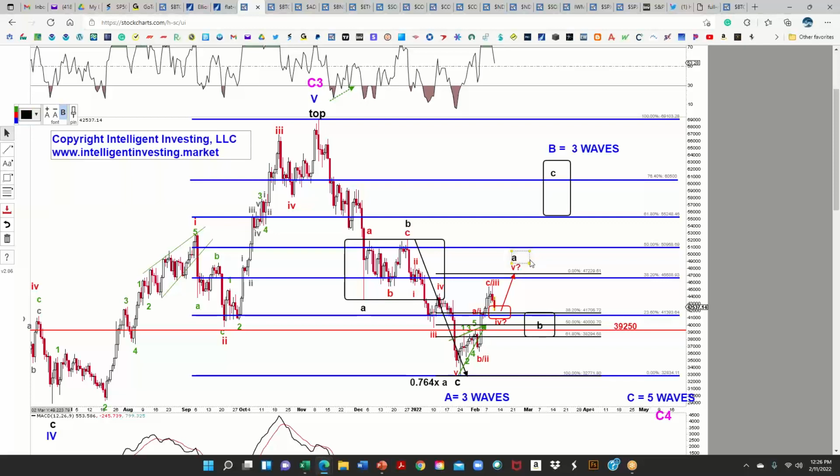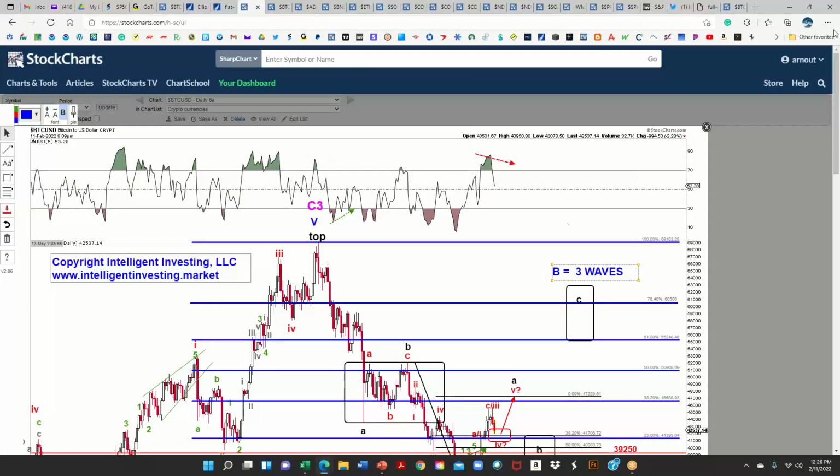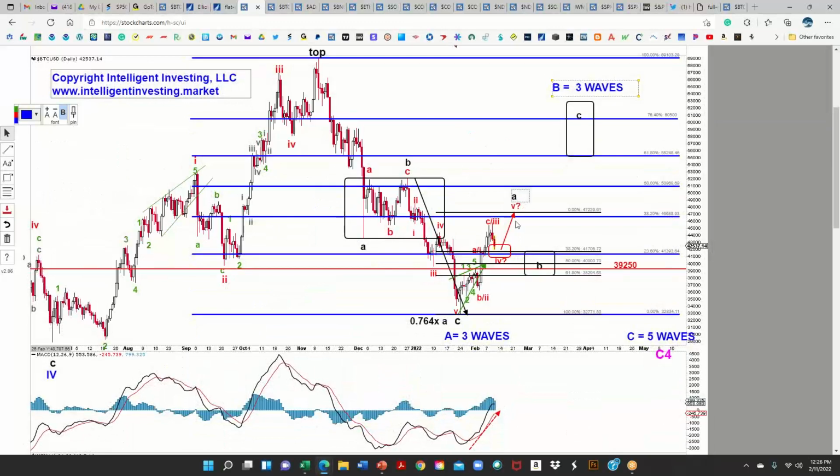Ideally, then we have 5 waves higher. We must see a zigzag, which will bring us somewhere into March, April for this C wave. We're going to get a big C wave. What happens if we don't get the zigzag, right? What if we only get 3 waves higher? Okay, not too bad. Then we know this whole B wave is going to turn into a flat.